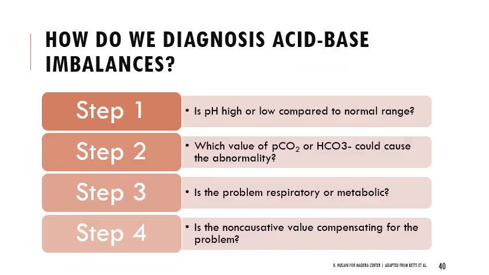If we're diagnosing acid-base imbalances in a clinical setting, we first look at the pH ranges. Are they high or low compared to the normal range, which is 7.35 to 7.45? We look at whether the value of carbon dioxide, the partial pressure of carbon dioxide, or bicarbonate could be causing the abnormality. If it's carbon dioxide, then it's respiratory. If it's bicarbonate, it's metabolic. We also saw that sometimes the bicarbonate might be elevated or decreased to compensate for those changes in carbon dioxide. So we also look at whether the non-causative value is compensating for the problem.